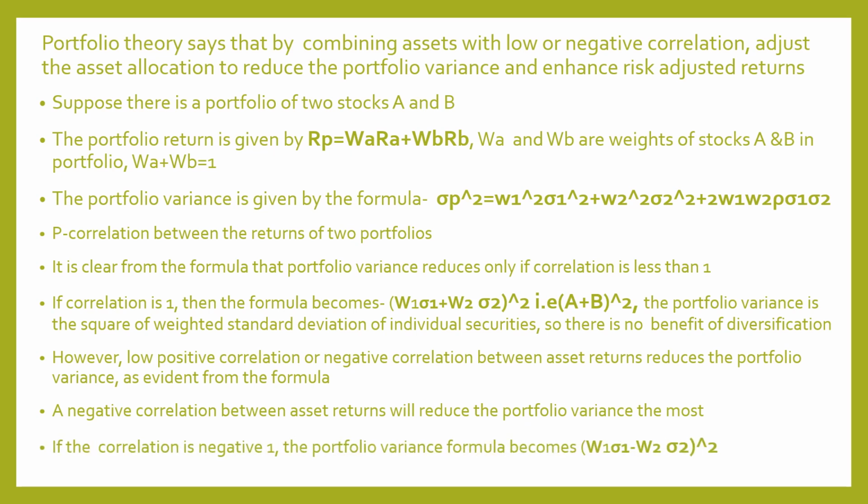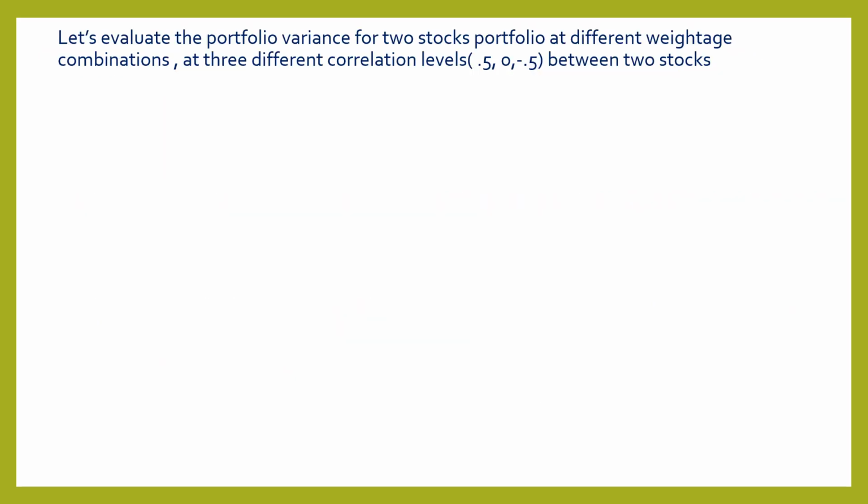If the correlation is -1, then the portfolio variance formula becomes this, which is equivalent to (A minus B) whole squared, where A is the weight into the standard deviation of asset 1 and B is the weight into the standard deviation of asset 2. Let's evaluate the portfolio variance for a two-stock portfolio at different weightage combinations at three different correlation levels: positive 0.5, 0 and negative 0.5 between the two stocks.